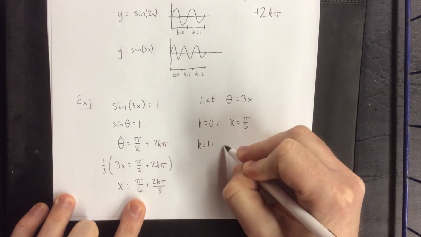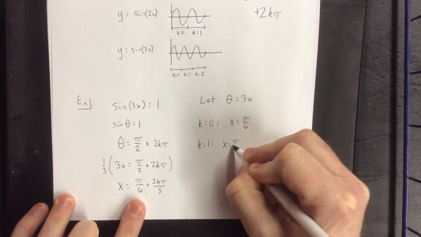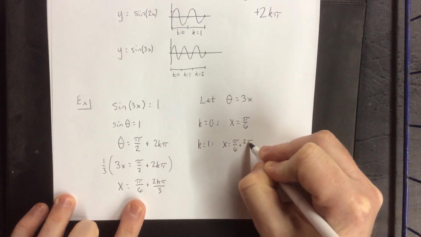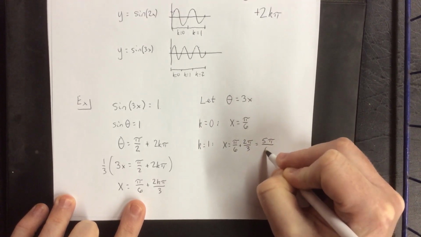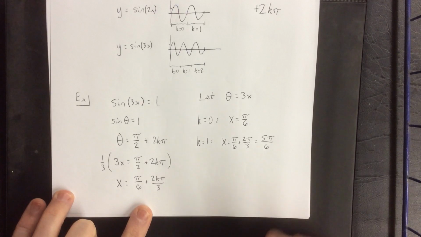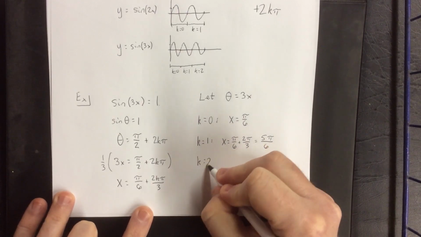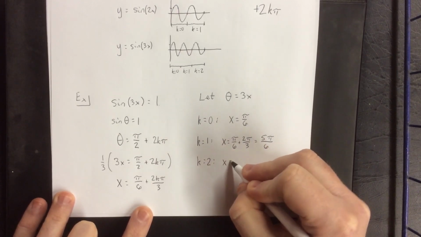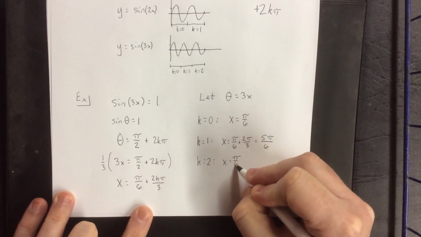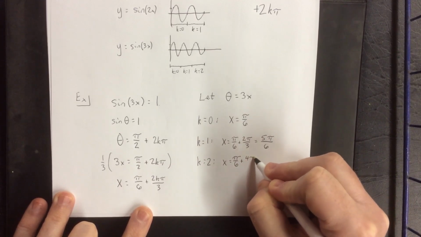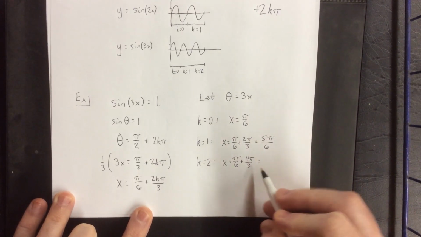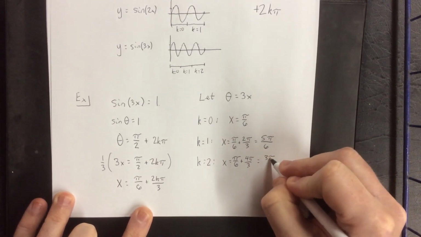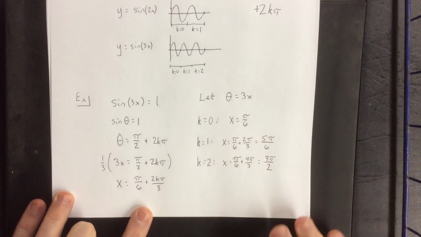If we plug in k equals 1, this would be x equals pi over 6 plus 2 pi over 3. After getting a common denominator for these and adding them together, that would be 5 pi over 6. And for k equals 2, this would now be pi over 6 plus 4 pi over 3. Once again, we get a common denominator of 6 and add them together, we get 9 pi over 6. 9 pi over 6 reduces nicely to 3 pi over 2.